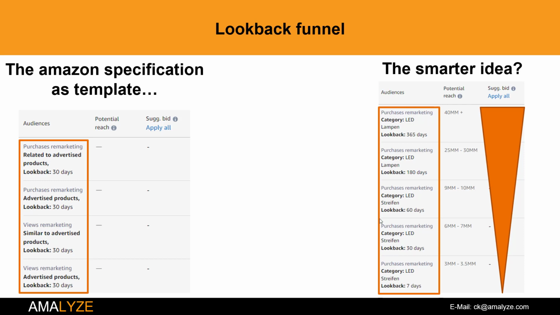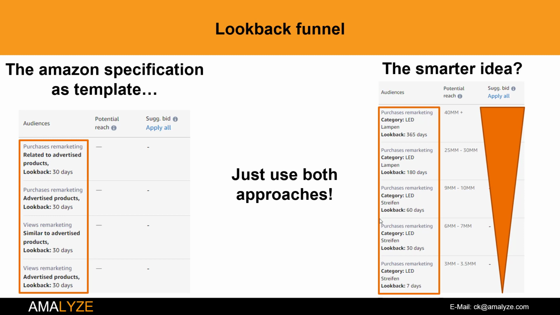So the smarter idea could be the situation on the right side. If you're taking the purchase remarketing or views remarketing and set up the different corridors as available for different days, you will see that your potential reach is for example here 40 million, 25 to 30 million, 9 to 10 million, 6 to 7 million, and up to nearly 3 million. That is really interesting, and so your funnel is built by itself. But there's no decision between these two. Please just use both approaches. That is as easy as possible.